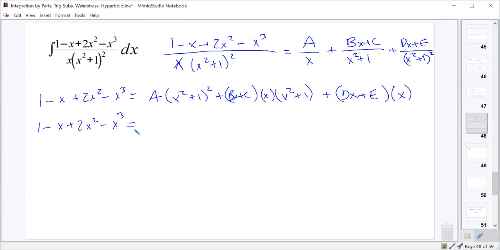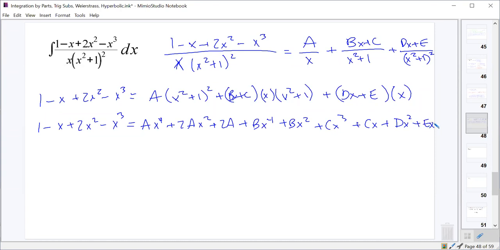Great. All right. X squared plus 1 squared is going to start off with an x to the 4th. So Ax to the 4th, and then it's going to have a 2x squared, so 2Ax squared, and then plus 2A. This will be Bx squared times x squared. That'll be Bx to the 4th. This will be Bx squared times 1, so that'll be plus Bx squared. We're going to have Cx cubed, and we're going to have Cx. And then we're going to have Dx squared. They agree with all of my distributing there?